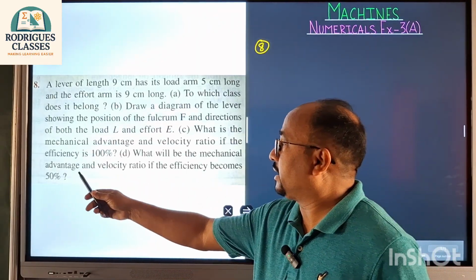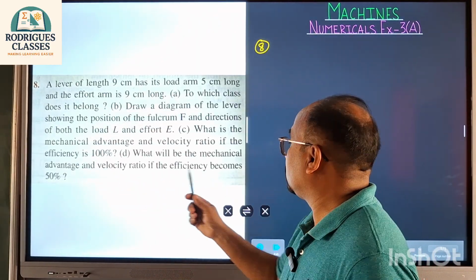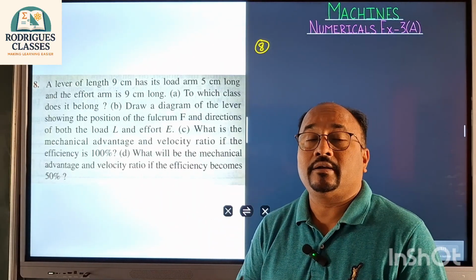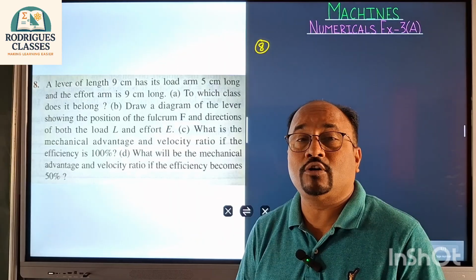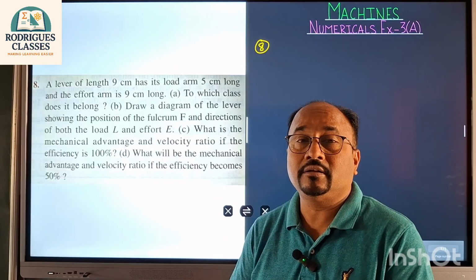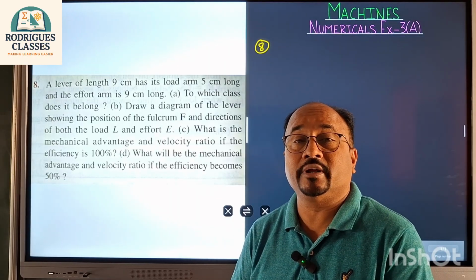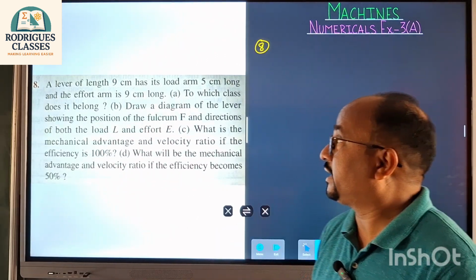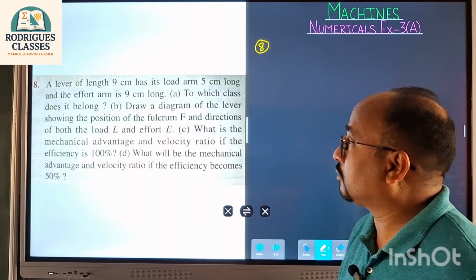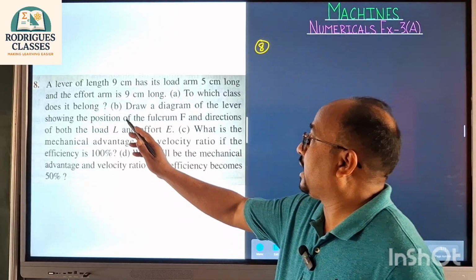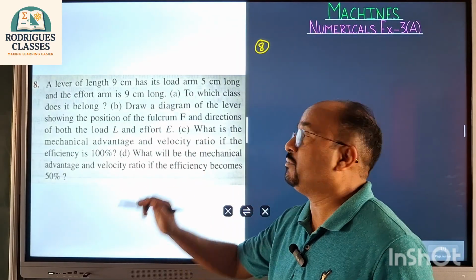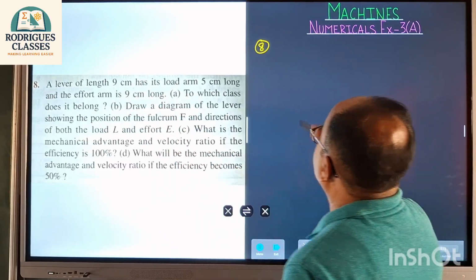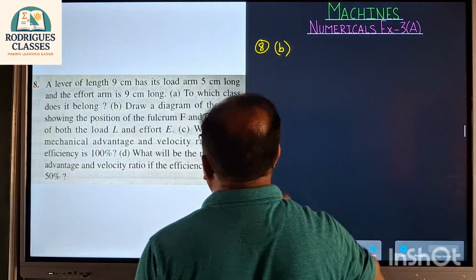Then what will be the mechanical advantage and velocity ratio if the efficiency becomes 50%? Remember that the mechanical advantage of a machine can change, but the velocity ratio remains the same. So that concept will get applied here. Let us see one by one all the parts of it. First of all, I will get the diagram drawn, so that it will help you understand easily and tell which class of lever it belongs to. So the B part, I am trying to do it first.